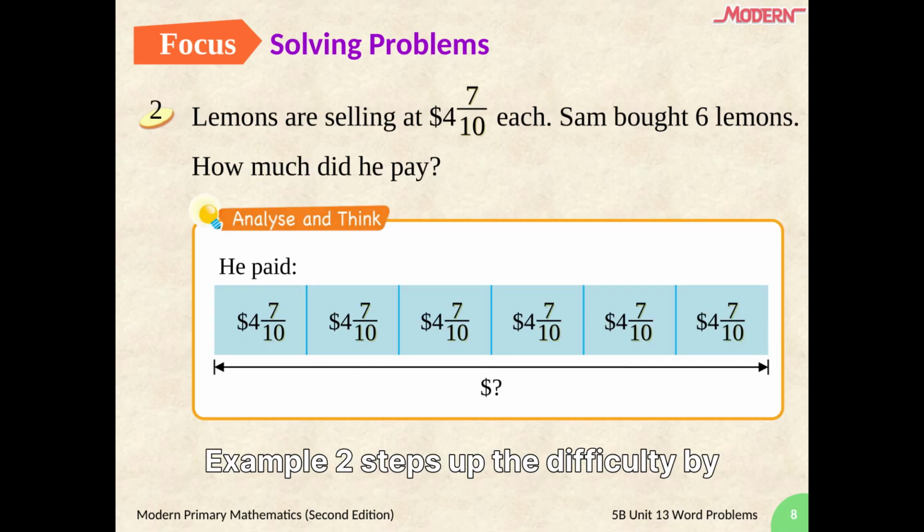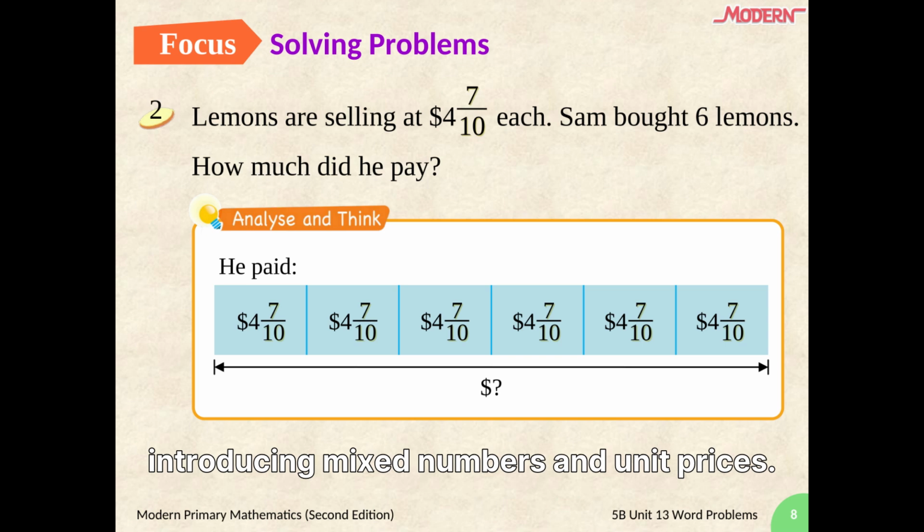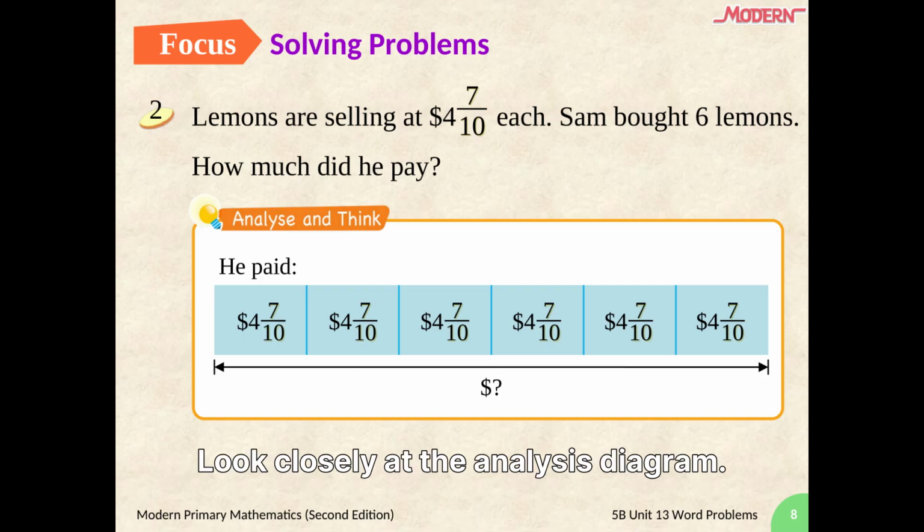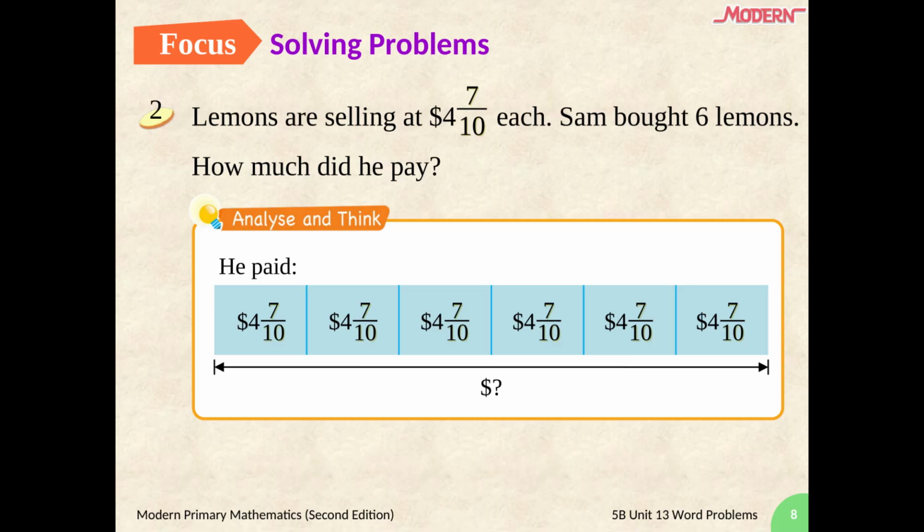Example 2 steps up the difficulty by introducing mixed numbers and unit prices. We have lemons at $4 and 7/10 each. To find the total for 6 lemons, we use 6 as our multiplier. Look closely at the analysis diagram. It represents the total cost as 6 identical segments.